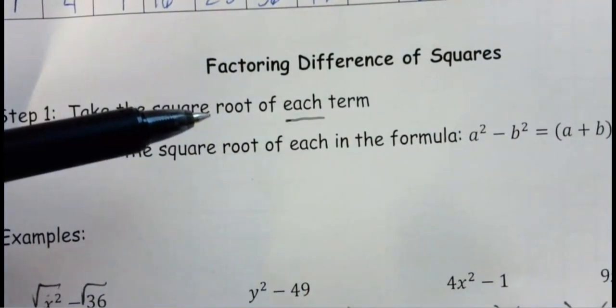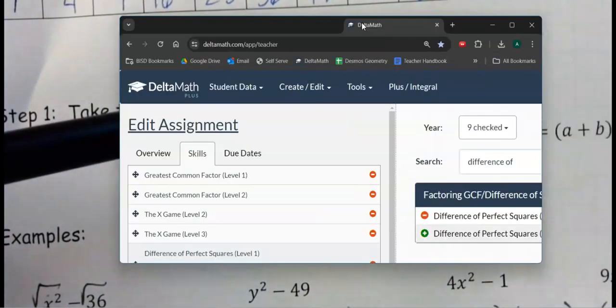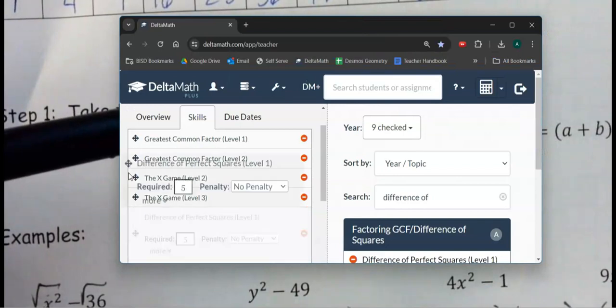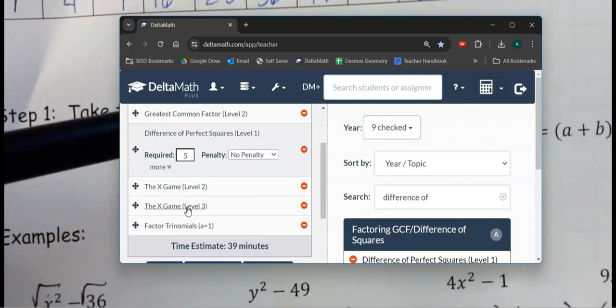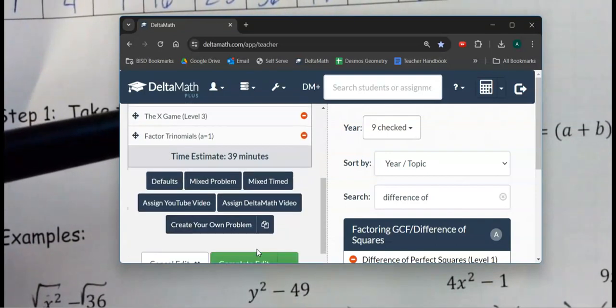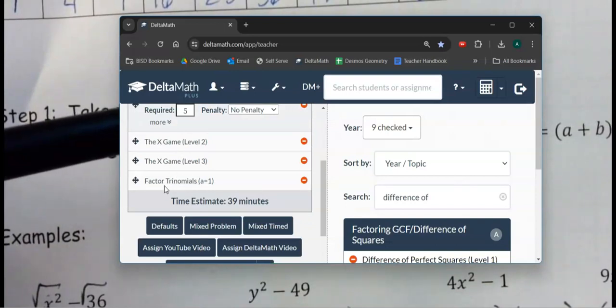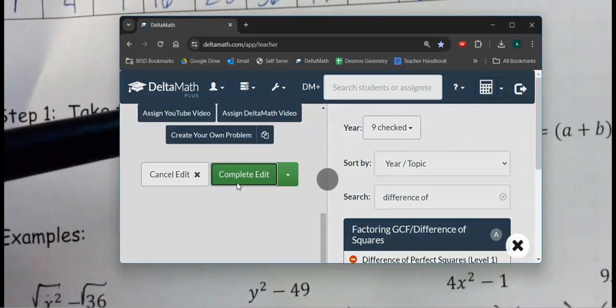That's the one I just added today. I might even move it up here. The one on difference of perfect squares, that's how you solve those. And we're going to do these two. These are the X game, and it's really just pretty quick. That will help you practice to factor trinomials.